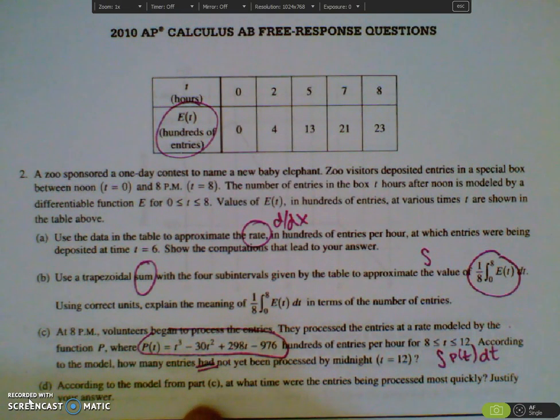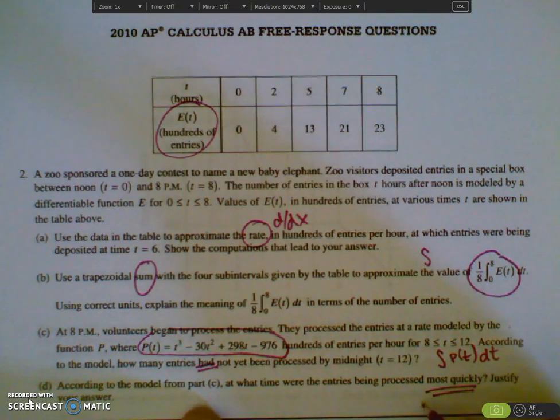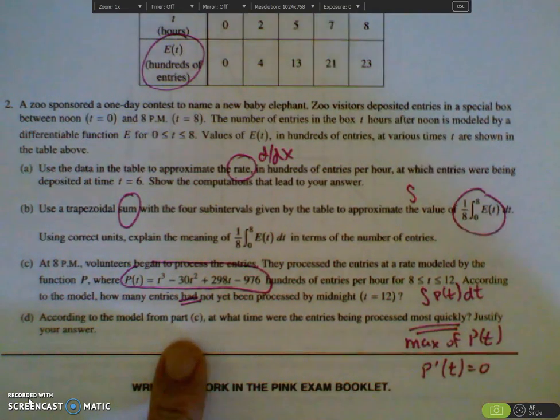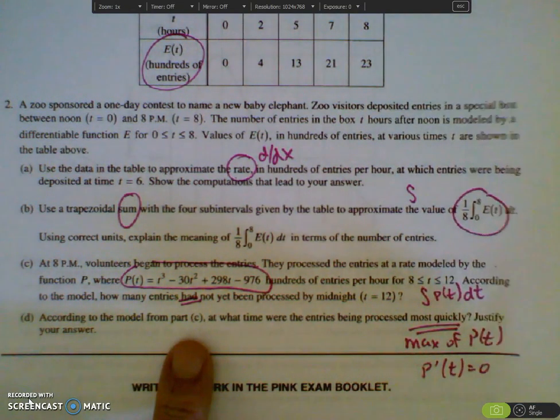Then in part D, according to the model from part C, at what time were the entries being processed most quickly? Well, most quickly indicates that that's a maximum of P of t, and in order to determine a max or min value, we'll need to take a derivative and set it equal to 0. So this problem involves doing a derivative.